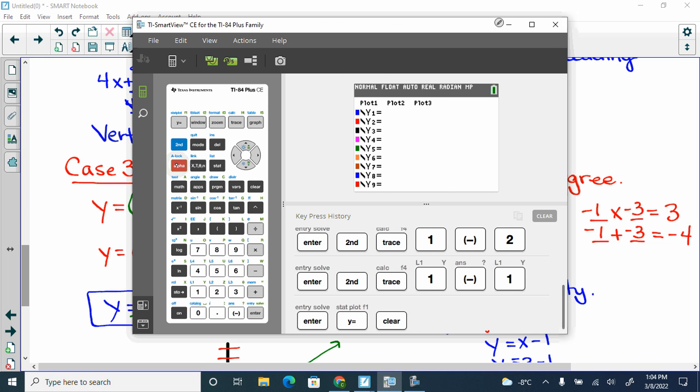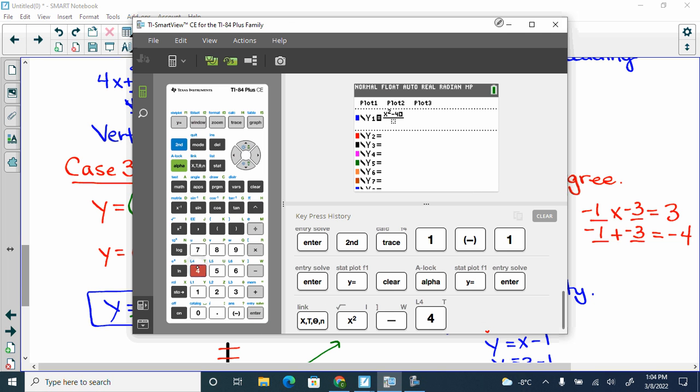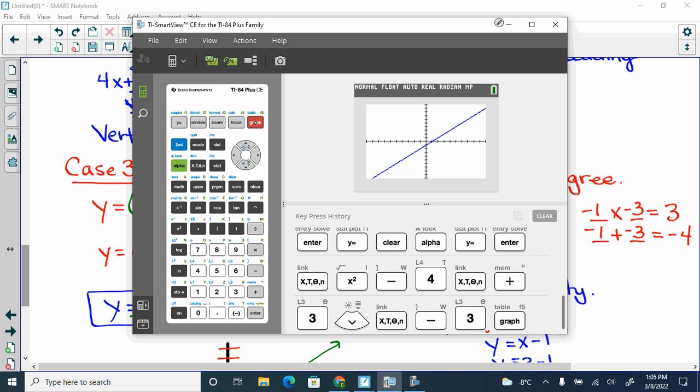So we go alpha, y equals, enter. Now we have to type in x squared minus 4x plus 3 over x minus 3. And then you don't need brackets if you use this one. Now when I press graph, you might miss that there's a point of discontinuity, correct?